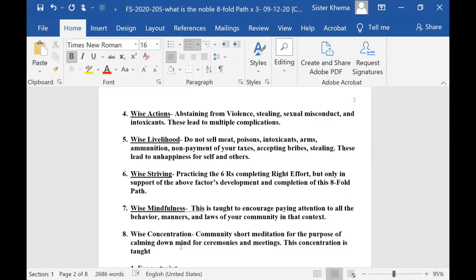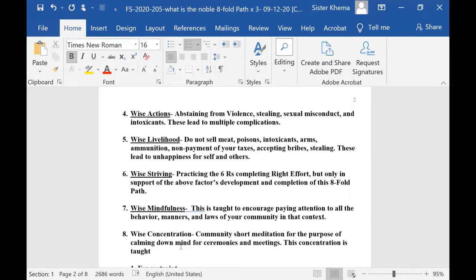And then the fifth one is livelihood. Very specifically, practicing the six R's, completing right effort. I'm sorry, do not sell meat, poisons, intoxicants, arms, ammunition, non-payment of your taxes, accepting bribes, stealing. These lead to unhappiness for yourself and others. This is a very practical approach that I've heard.